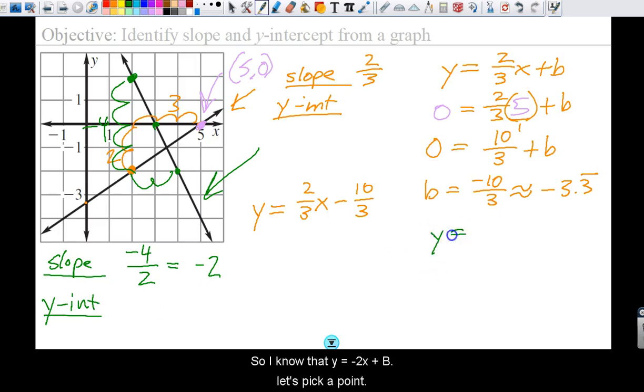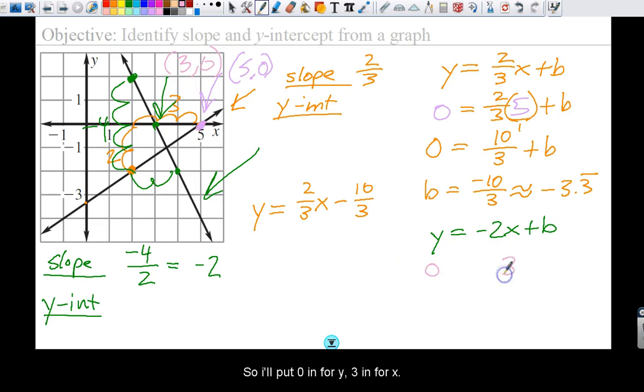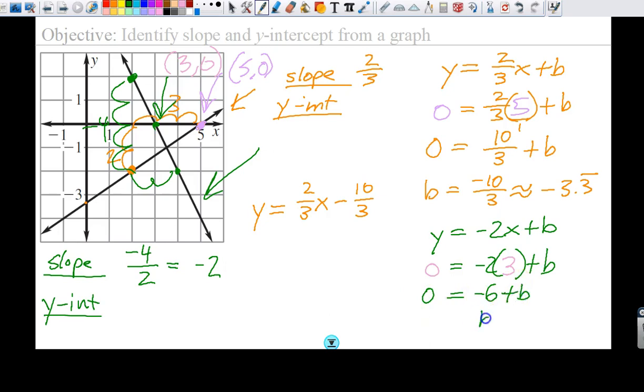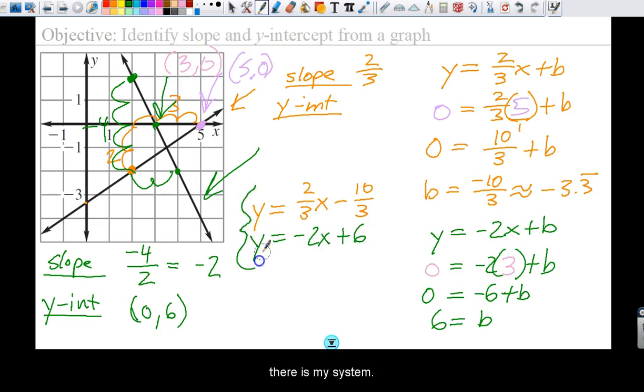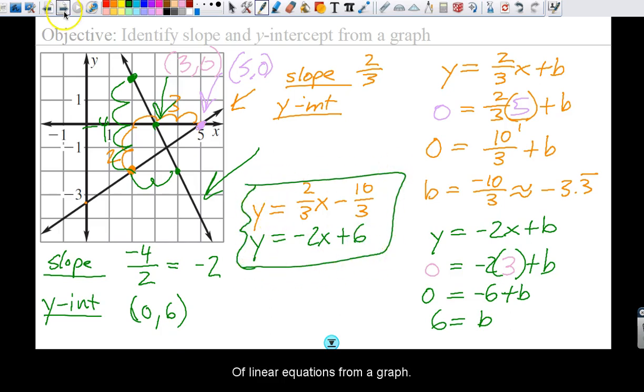So I know that y equals -2x plus some value of b. Let's pick a point. I'm going to pick this one here. And that ordered pair is going to be 3, 0. So I'll put 0 in for y, 3 in for x, and I'll solve for b. Looks like b is going to be 6. So I have 0, 6 as my y-intercept, so the line is y equals -2x plus 6. And there's my system of linear equations from a graph.